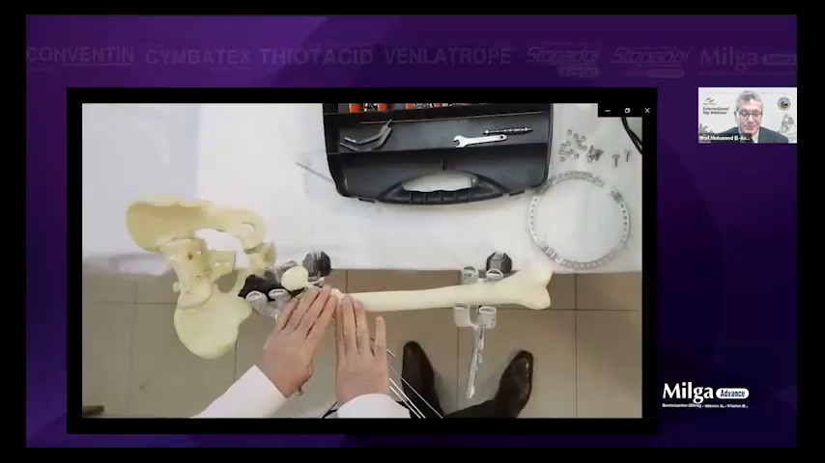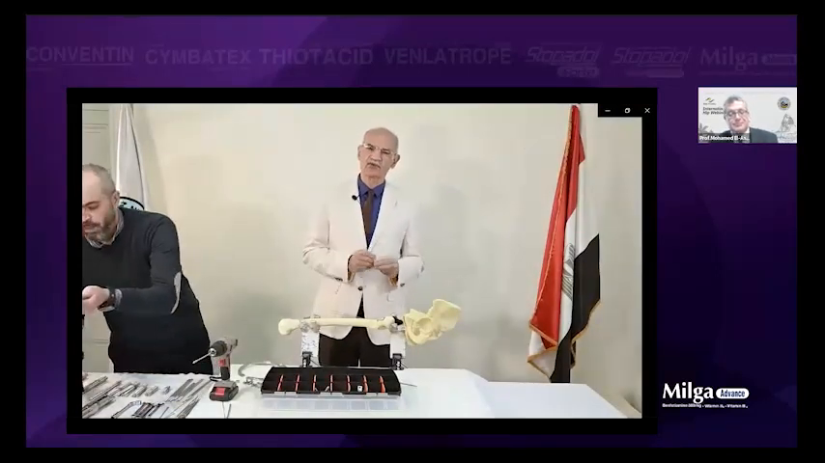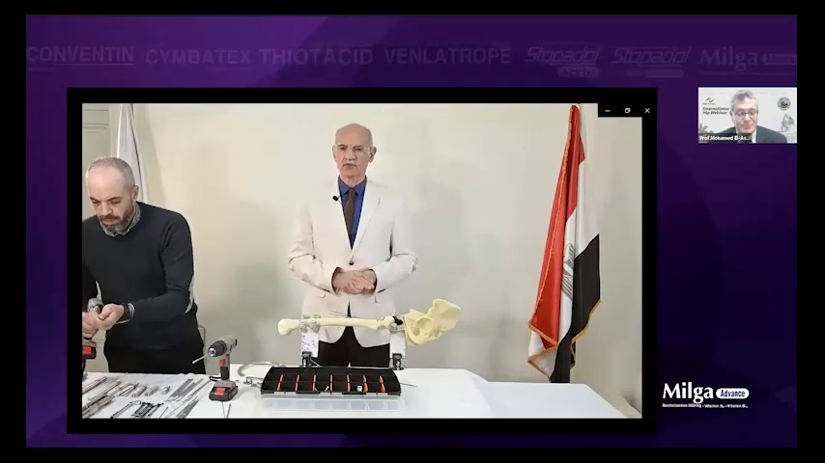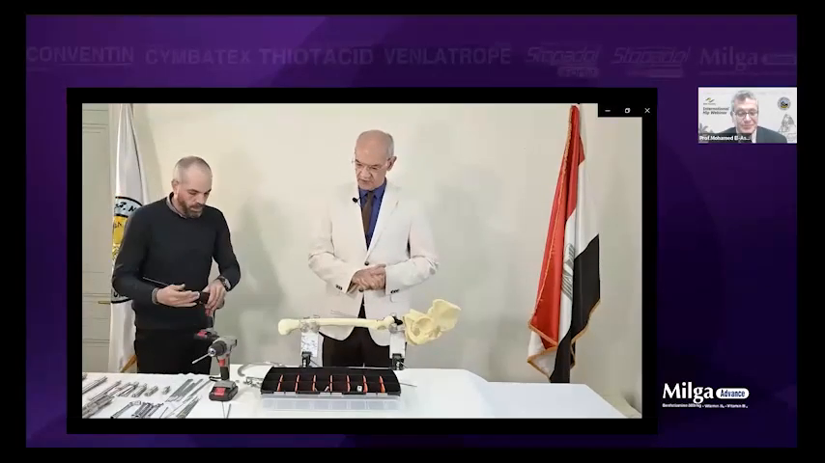So this is the first method. The first method is to apply serrated wire technique, where the serrations stop in the subchondral bone. Now you can pull to induce compression.